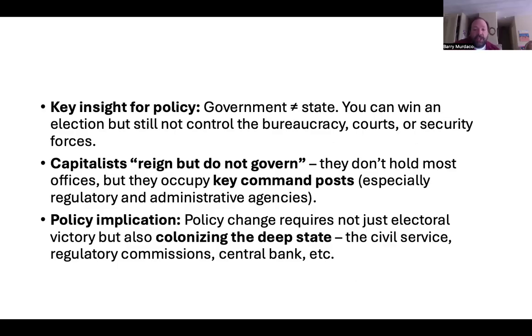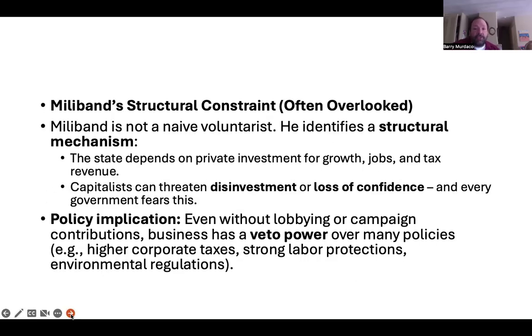Policy implication: policy change requires not just electoral victory, but also colonizing the deep state, the bureaucracy, and the central bank, etc. Miliband's structural constraints. So this is where Miliband's view sort of expands a little bit. It is not just this idea that capitalists are just sort of acting and don't pay any attention to the structure that they inhabit. He's not what they call a naive voluntarist, meaning that everything happens in a voluntary way. Everything happens because people choose to act in a certain way.